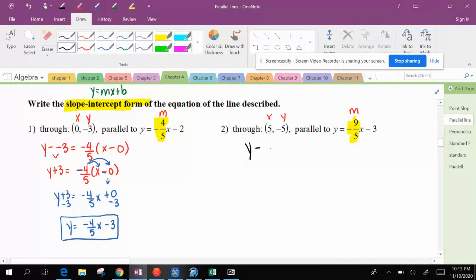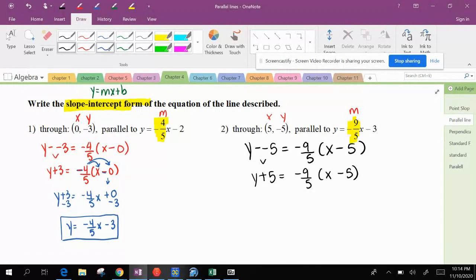y minus a negative 5 equals negative 9 over 5 times x minus another 5. Simplify, so this should be y plus 5 equals negative 9 over 5 times x minus 5. Now I'm going to distribute just like I did in the other problem. y plus 5 equals negative 9 over 5x.